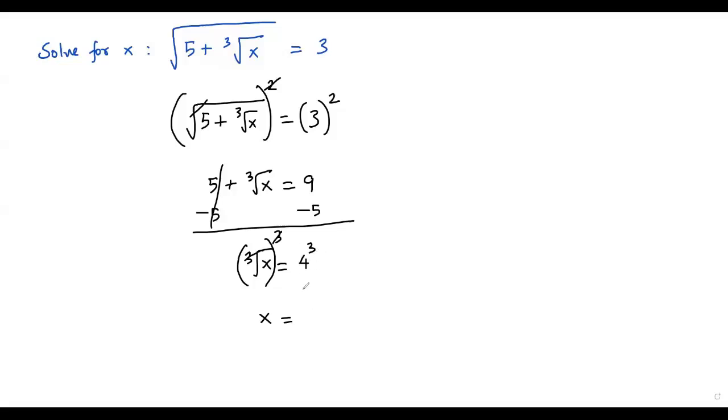And 4 cubed. So what's the value of 4 cubed? So 4 cubed equals 4 times 4 times 4. So we know that 4 times 4 is 16. 16 times 4 is equal to 64. So therefore the value of 4 cubed is 64. x equals 64.